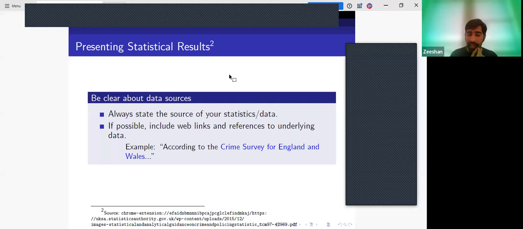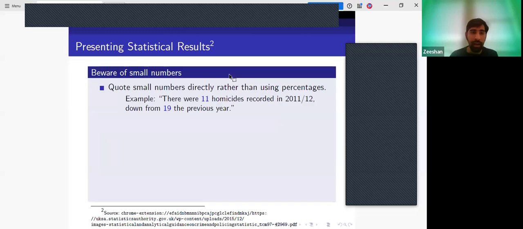Another thing is to be clear about the data source. If you are going to report data from a secondary source, you have to be very clear about which source, right? And you should also give web links or references; the more information, the better. Then beware of small numbers, because small numbers are really important. Sometimes those small numbers are effectively large, because they are outliers and may affect your results.